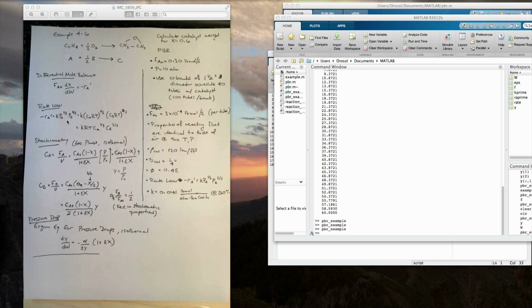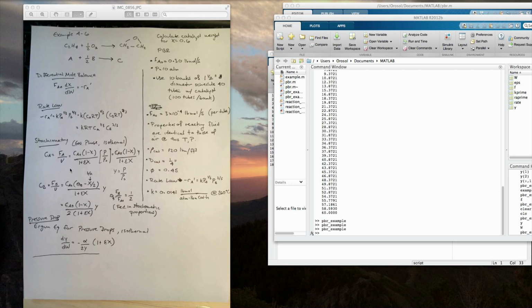And then it gave us the rate law. Since we're going to end up getting the concentration of A and concentration of B, we actually want to put it in terms of concentration, and we can do that because we know that PA is equal to CA RT, and PB is equal to CB RT, so we can just plug those in, and then we end up getting this.